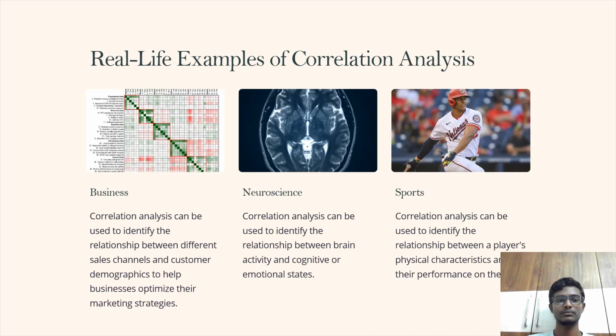In this slide, we will see some real-life examples of correlation analysis. Some of the real-life examples are business, neuroscience, and sports. In business, correlation analysis can be used to identify the relationship between different sales channels and customer demographics to help businesses optimize their marketing strategies. In neuroscience, it can be used to identify the relationship between brain activity and cognitive or emotional states. In sports, it can be used to identify the relationship between a player's physical characteristics and their performance on the field.